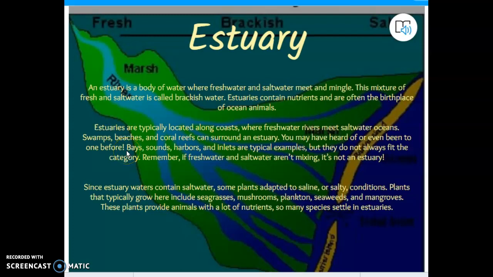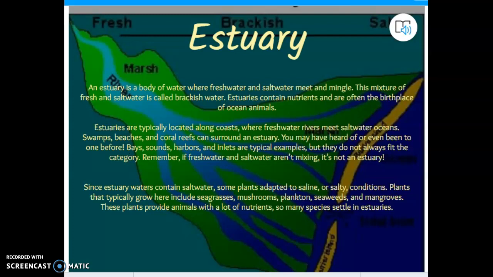Swamps, beaches, and coral reefs can all be near estuaries. That makes sense, right? A coral reef might be something very different, and a swamp could be kind of different, but it's something we can talk about. Many of us have probably been to or near an estuary. If you've been to Oak Island, you've been near an estuary. If you've been to something called a bay or a harbor or an inlet, you've been near an estuary.